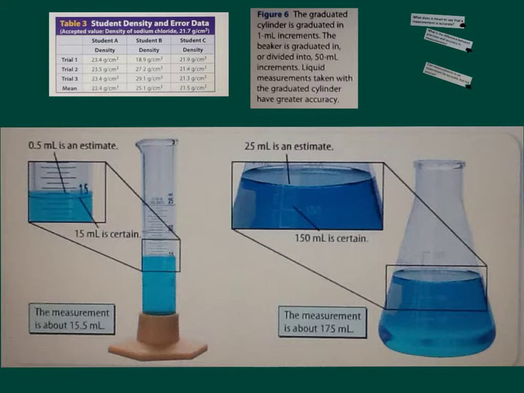However, when you take a look right here at the graduated cylinder, the uncertainty of measure of the graduated cylinder is plus or minus 0.25 milliliters. Okay, 0.25 versus 12.5. So between these two, the more accurate measure comes from the smallest, which is the graduated cylinder.